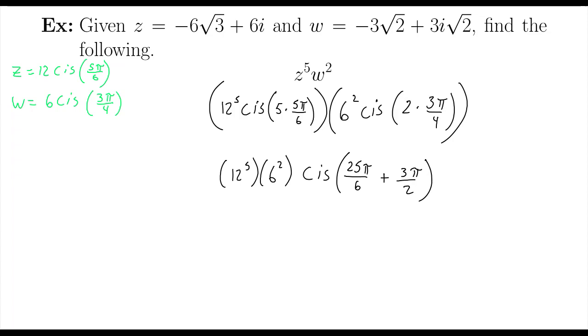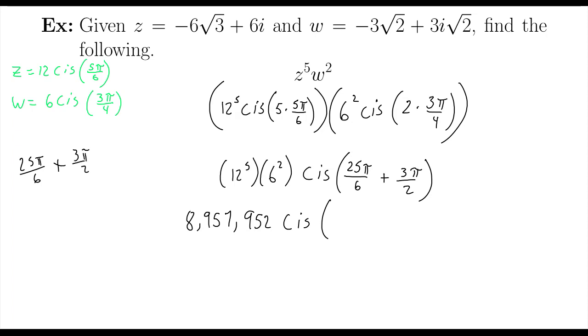Okay, let's go ahead and multiply this out now. 12 to the fifth times 6 squared is a ridiculously big number: 8,957,952, cosine + i sine of 25 pi over 6 plus 3 pi over 2. I'll do that off to the side. 25 pi over 6 plus 3 pi over 2.